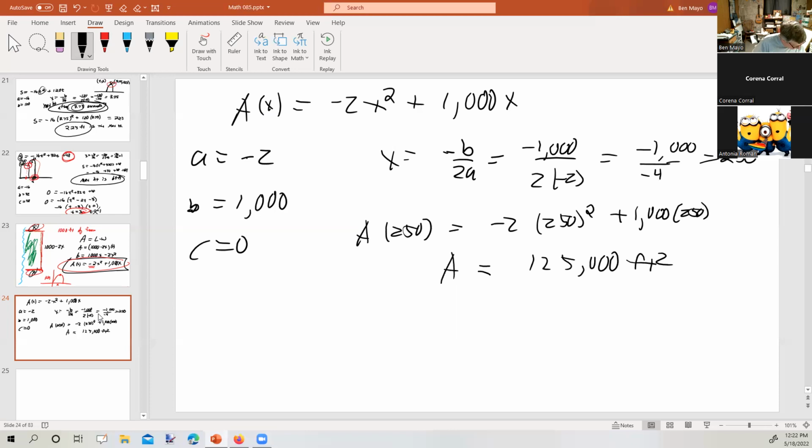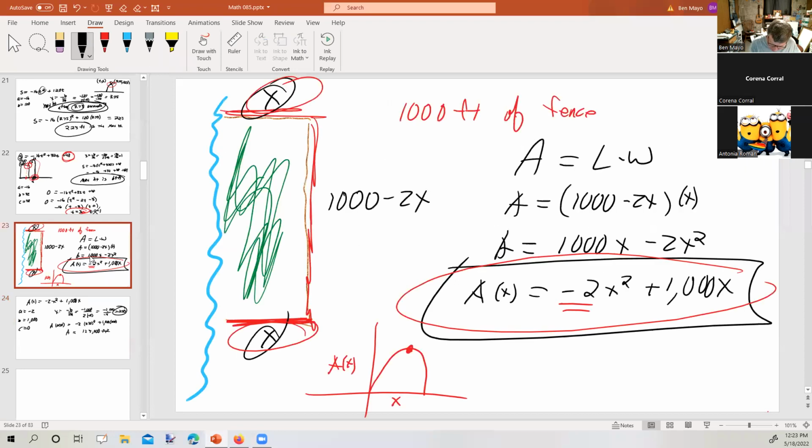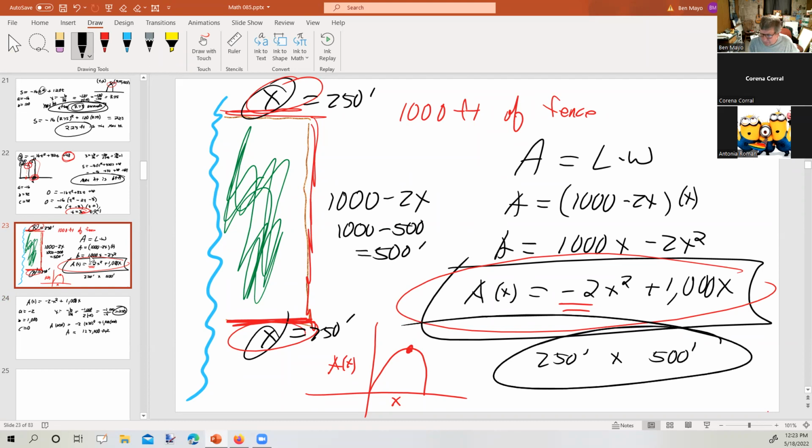It said, if the enclosed area is to be maximum, find the dimensions of the field. Well, we determined that X was 250 when we reached the maximum area. So going back here, this is 250. This is 250. This would be 1,000 minus 2 times 250, which is 500, which would be 500 feet. So the dimensions are 250 feet by 500 feet. Okay. And there you go. All righty.